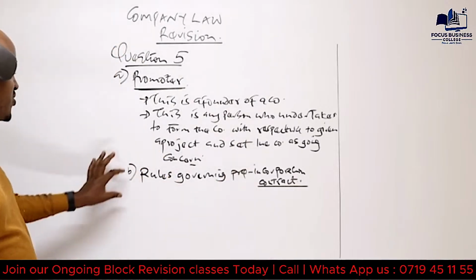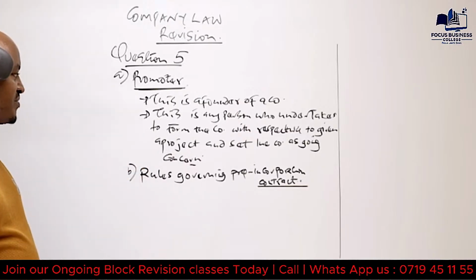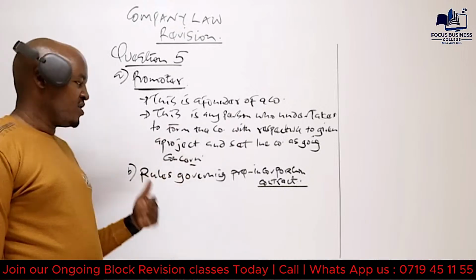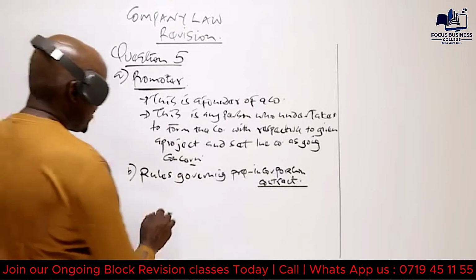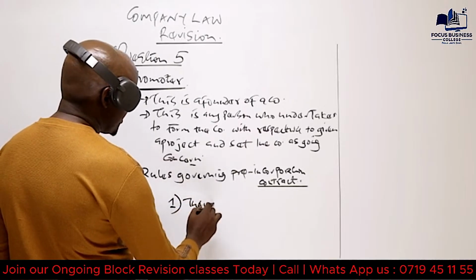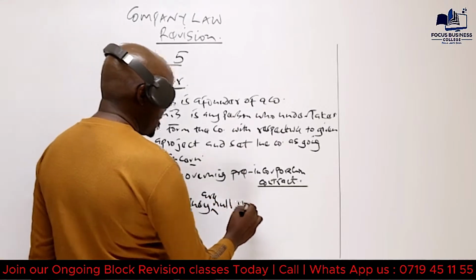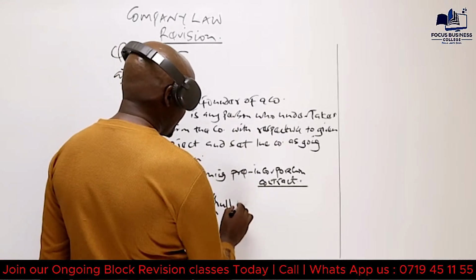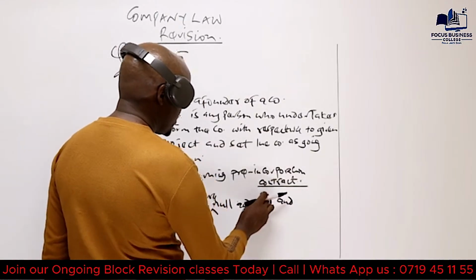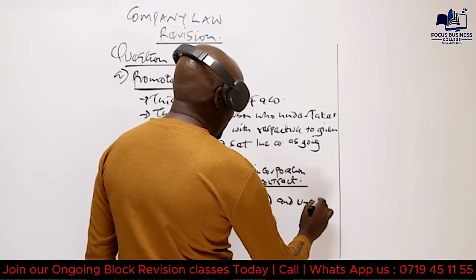So what the question was asking is the rules which govern this particular contract. And I think we discussed the legal provisions, which are the same as the rules. Number one, we said that this particular contract is null and void. Null and void, and also unenforceable.